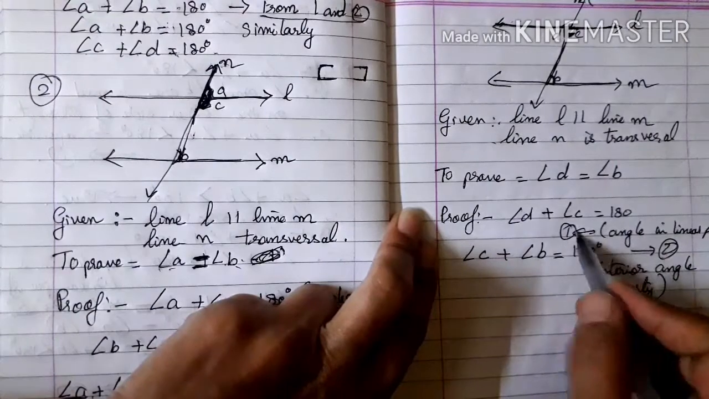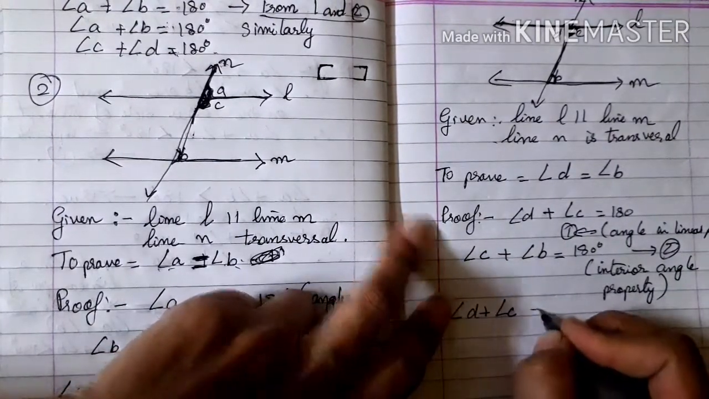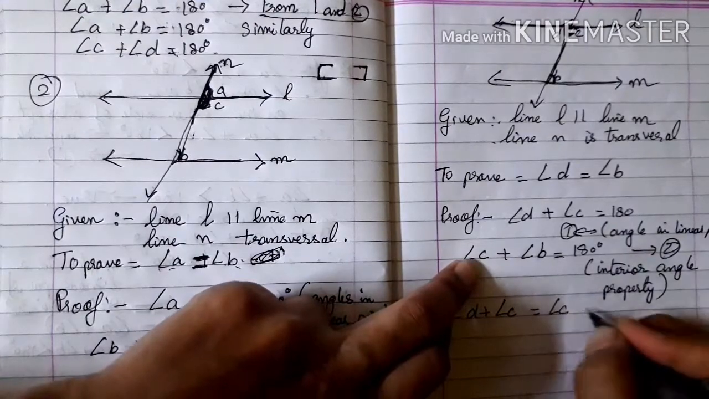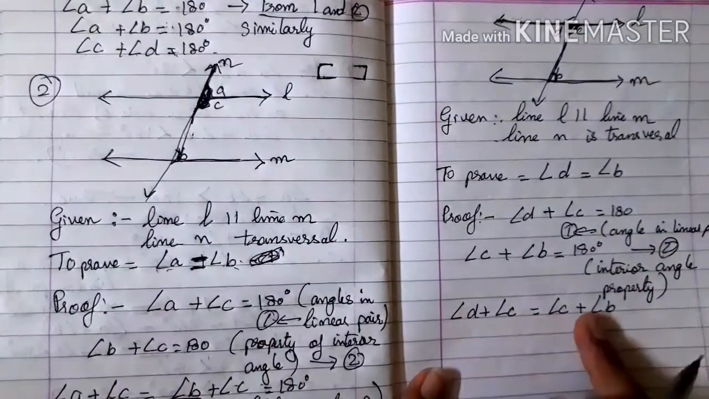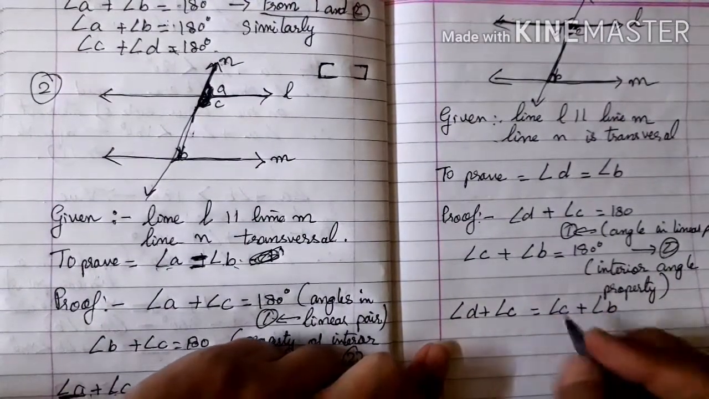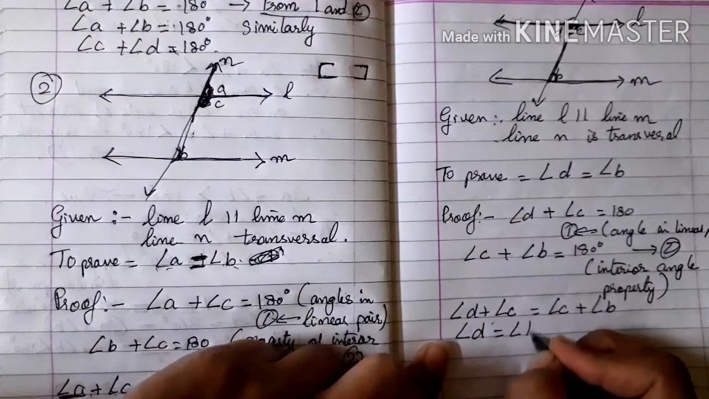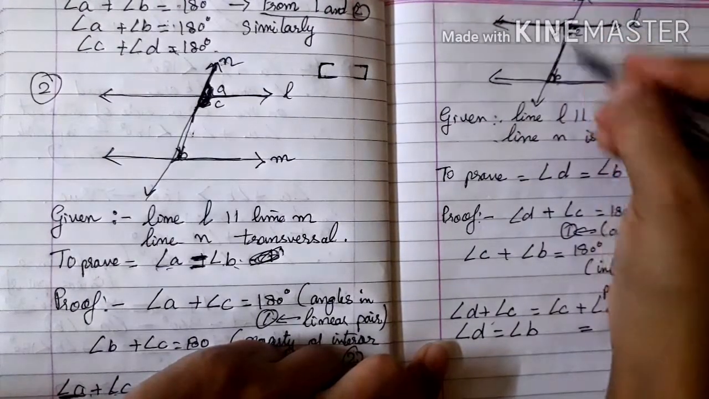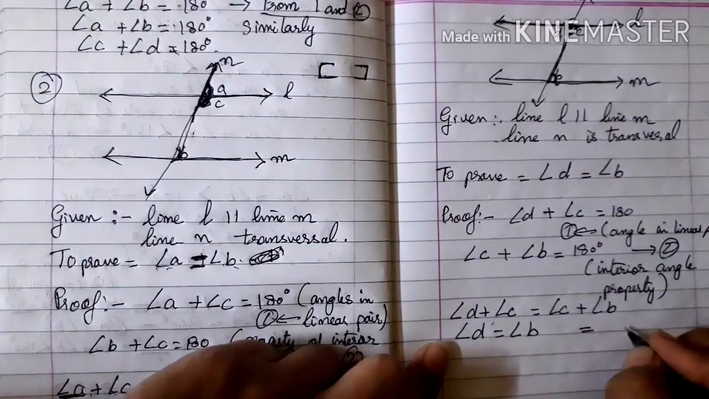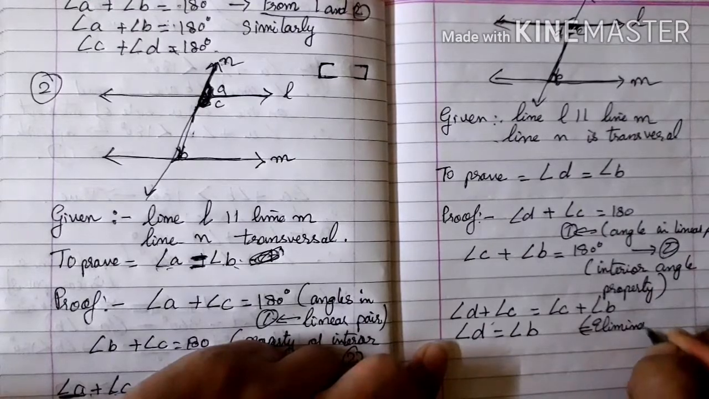So from first and second, what do we get? Angle D plus angle C is equal to angle C plus angle B. You have to combine first and second, and you get this conclusion. After getting this conclusion, eliminate the C, and you will get angle D is equal to angle B. This is what was required. Now angles B and D are the alternate angles. Got it? Here you have to give the reason, eliminating C.